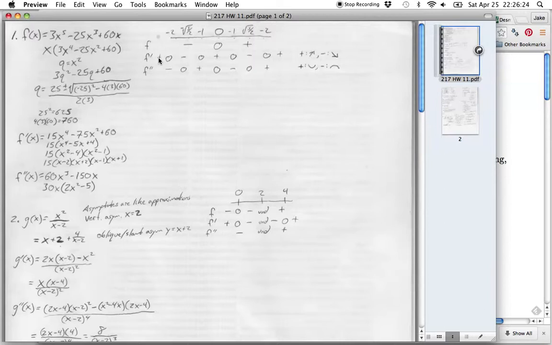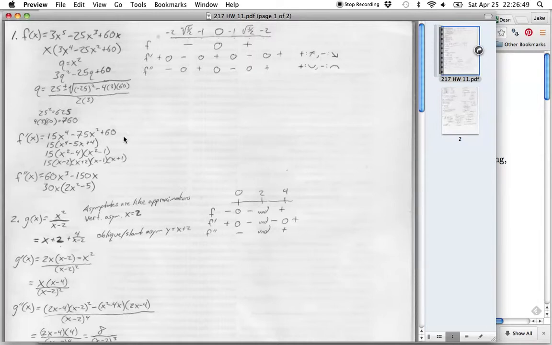So here I'm increasing. For the first derivative, positive means increasing, negative means decreasing. So I'm positive to negative. That means I was increasing, then I was decreasing. So this is a local max, local min, local max, local min. And then we can go on to the second derivative.